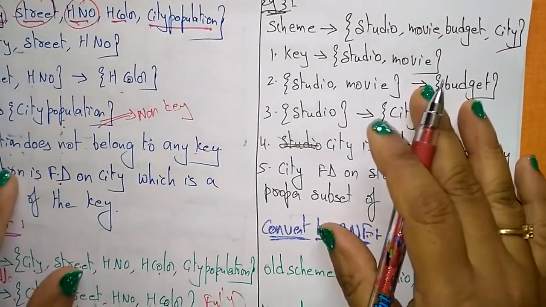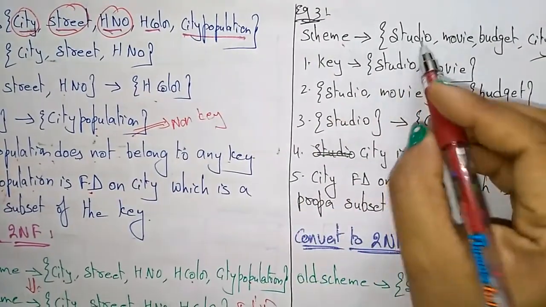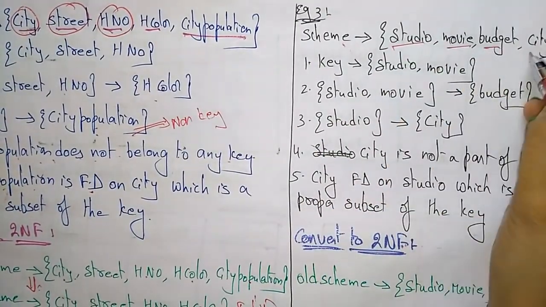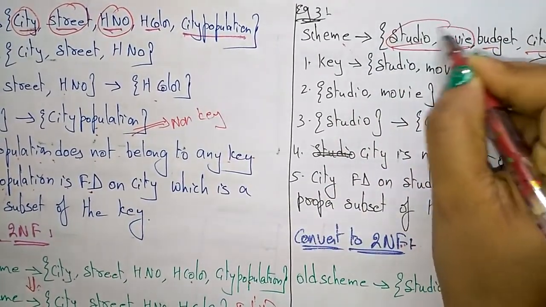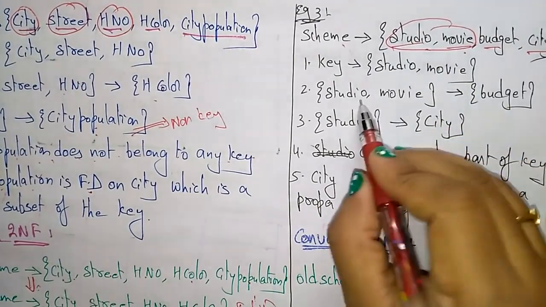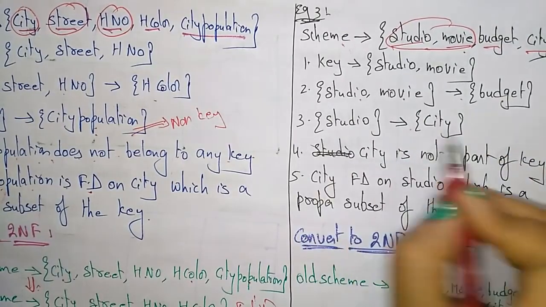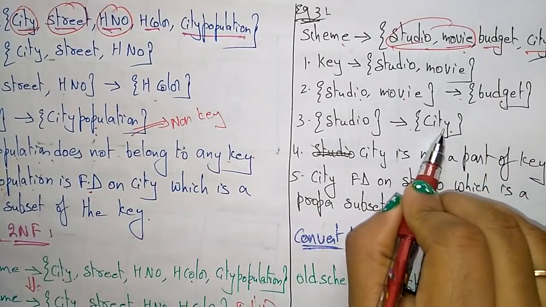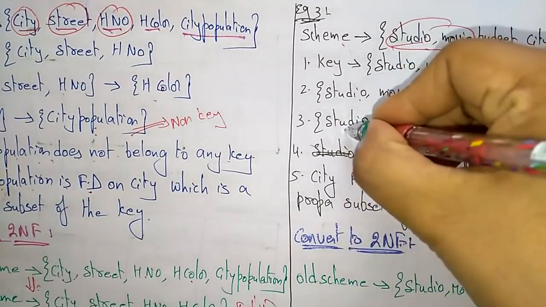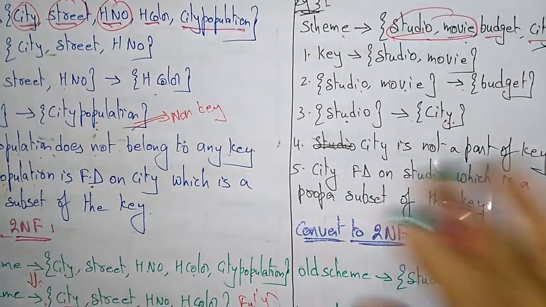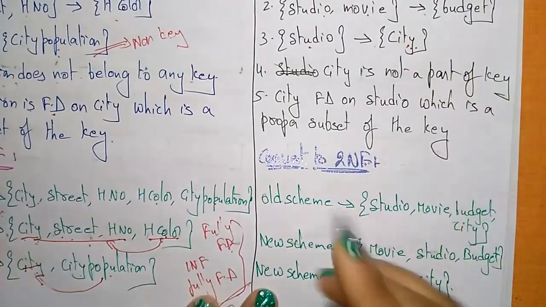Let's see another example. I have taken a schema, a table consisting of the attributes studio, movie, budget and studio city. The keys here are studio and movie, and these two keys determine the budget. Studio determines the city, so city is not part of a key. We can say city is functionally dependent on studio, which is a proper subset of the key. Now convert this into 2NF.